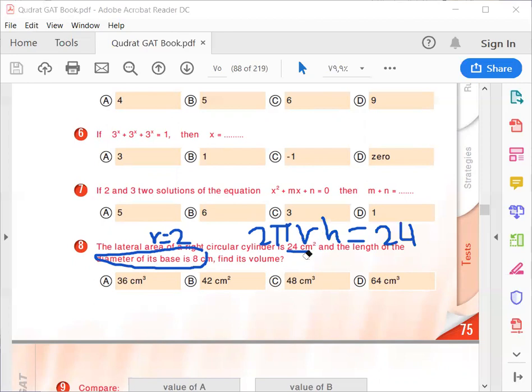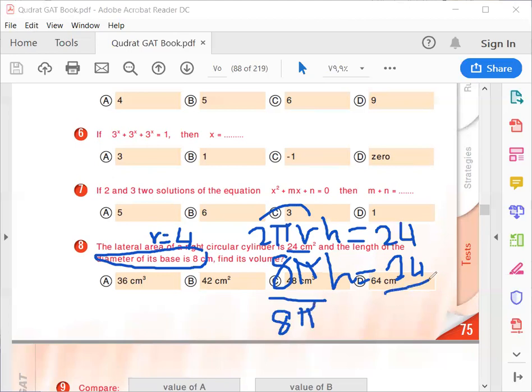Yes, it is, no, not 2, it is 4, right? Because I have here 8, you can write it here, 4, right? So you put 4. Then you delete R, then you multiply it by 2. 2 times 4 will be 8 by H equals 24. Then you divide it by 8 by, and here also 8 by, then you can find H.